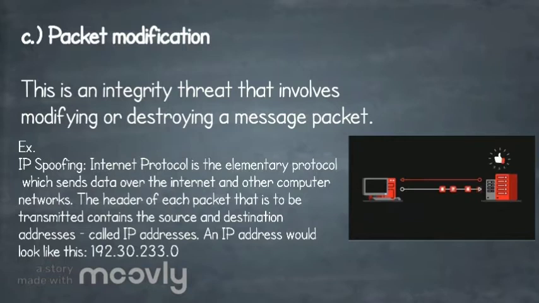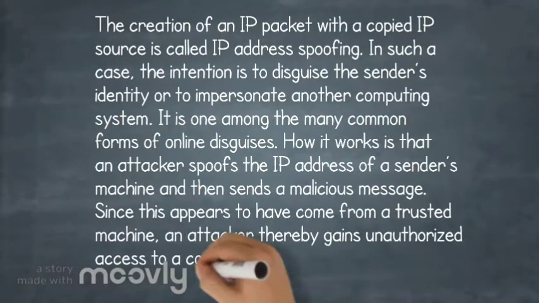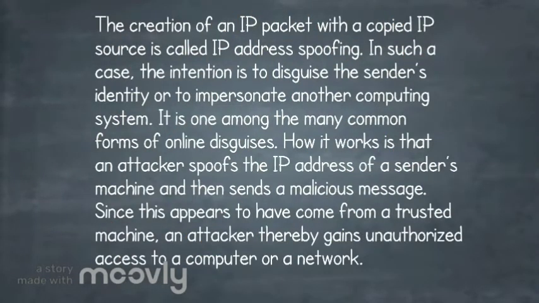Example: IP spoofing. Internet Protocol is the elementary protocol which sends data over the internet and other computer networks. The header of each packet that is to be transmitted contains the source and destination addresses, called IP addresses. An IP address would look like this: 192.30.233.0. The creation of an IP packet with a copied IP source is called IP address spoofing.